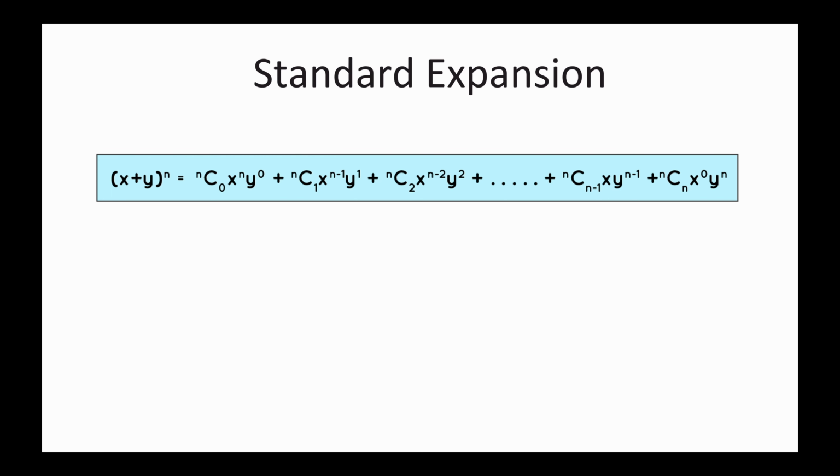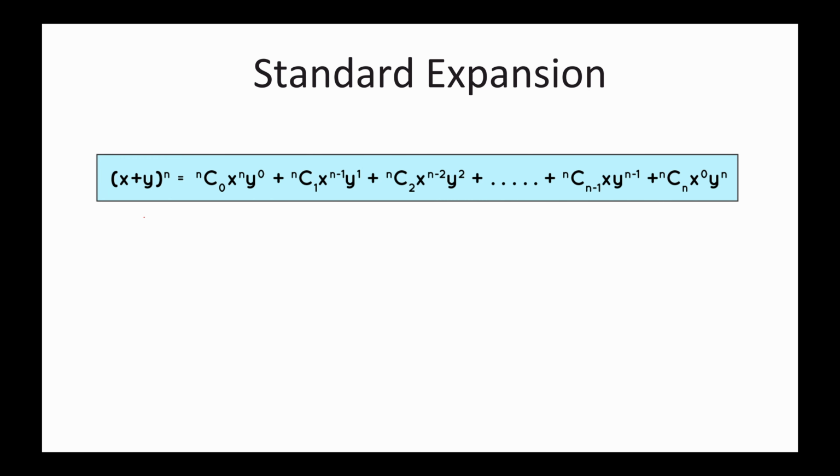Now let us look at the standard way of expanding our binomial theorem. As we've looked at this in our introductory lecture as well, (x + y)^n can be opened up as nC0 x^n y^0 + nC1 x^(n-1) y^1 + nC2 x^(n-2) y^2 + and this goes up till nCn x^0 y^n.